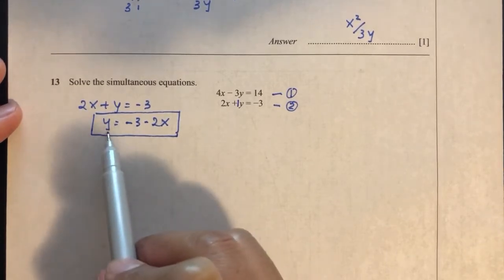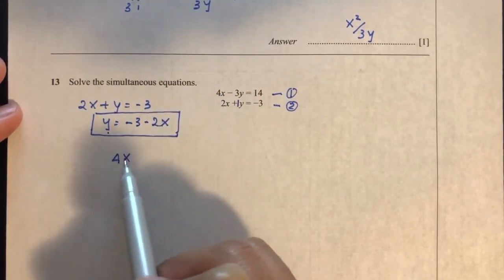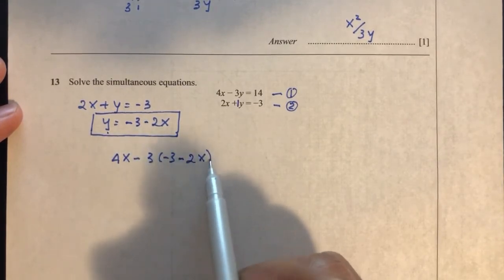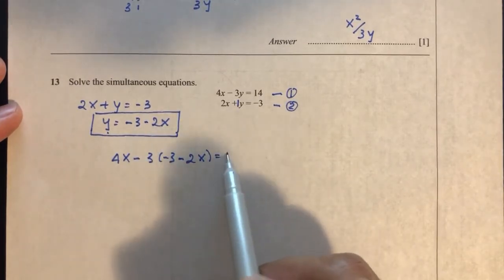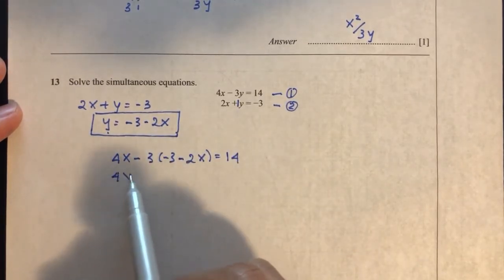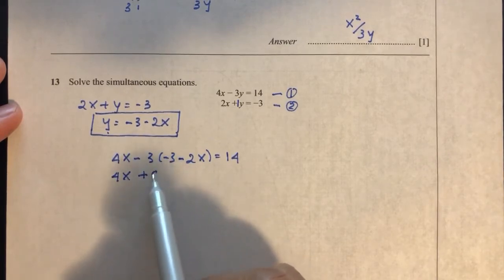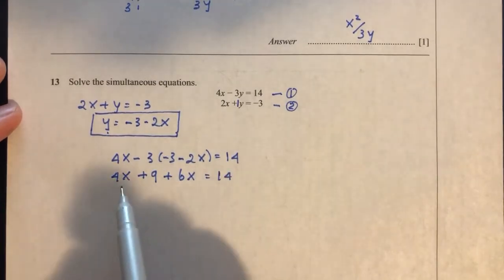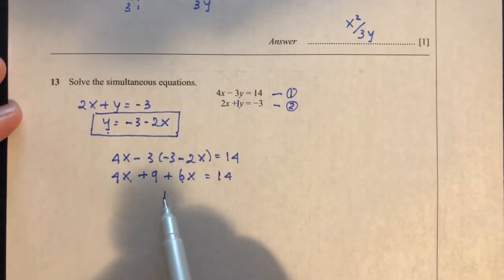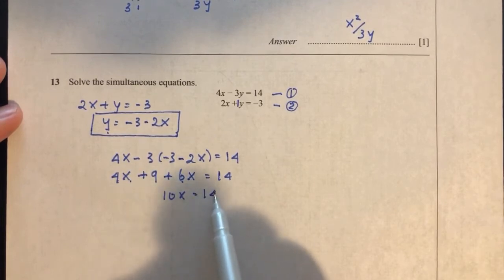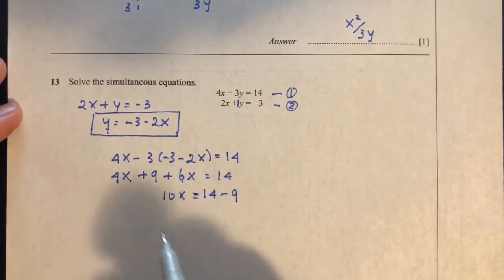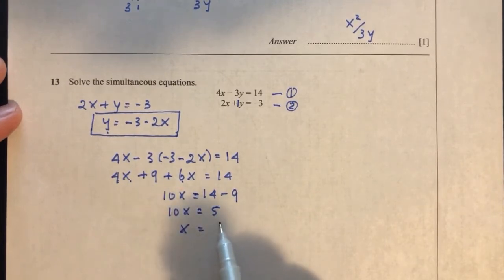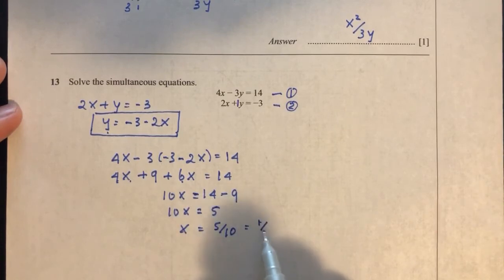So now we replace the value of y in the first equation. We have 4x minus 3 times (minus 3 minus 2x), that's the value of y, equal to 14. So expand, we have 4x plus 9 plus 6x equal to 14. So 4x plus 6x will be 10x equal to 14 minus 9. So 10x equal to 5, x equal to 5 divided by 10, which is half.